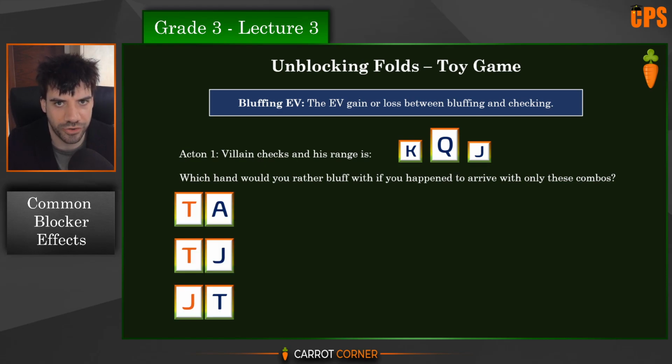Remember, it's just your orange card that plays. Your blue card is simply a blocker to your opponent's range. Villain has checked half of the king, all of the queen, and half of the jack, meaning he's mixing 50-50 when dealt the king or the jack and always checking the queen, never checking the ace or the 10.